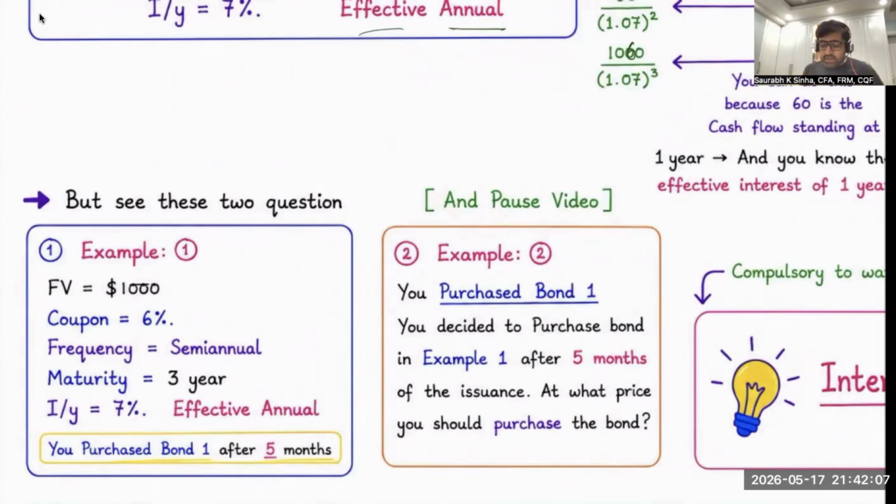So example number one: the face value given is 1000, coupon 6%, frequency is semi-annual, maturity is 3 years, effective interest rate is 7%. I have changed nothing. The only thing I changed is semi-annual. Okay, you have to solve this question. So pause the video and solve the question, then you will understand what mistake you're making.